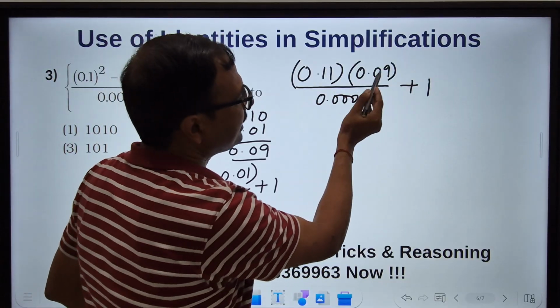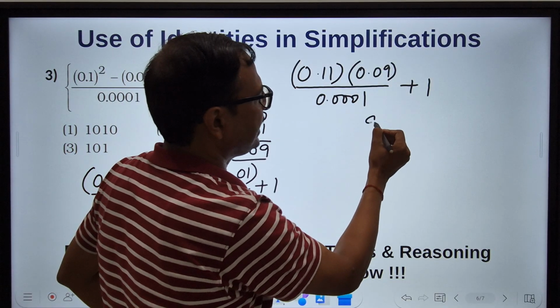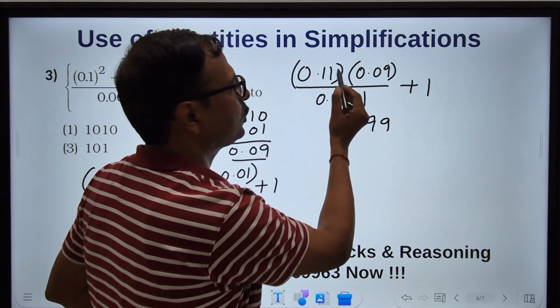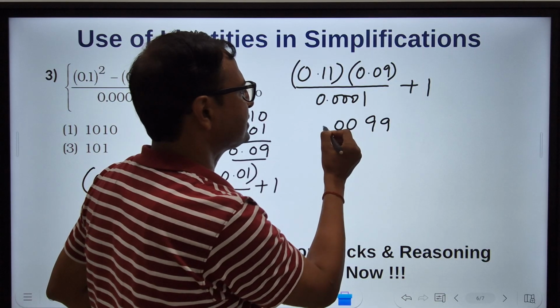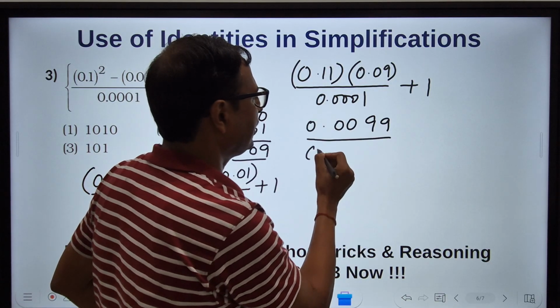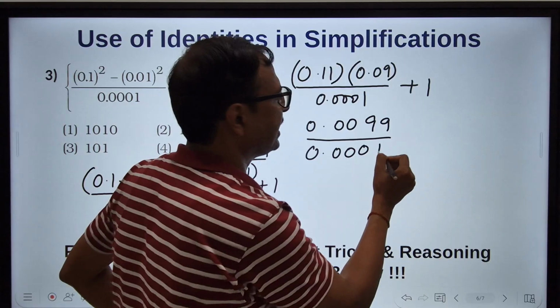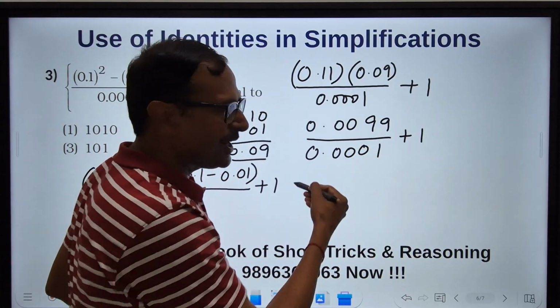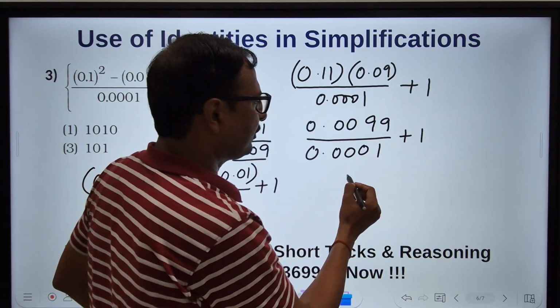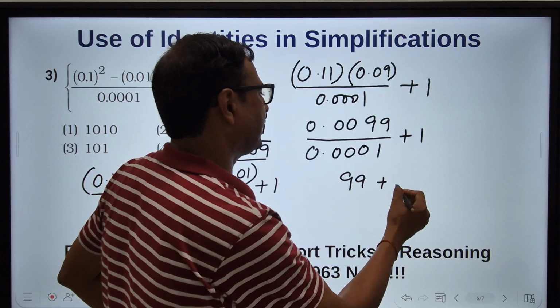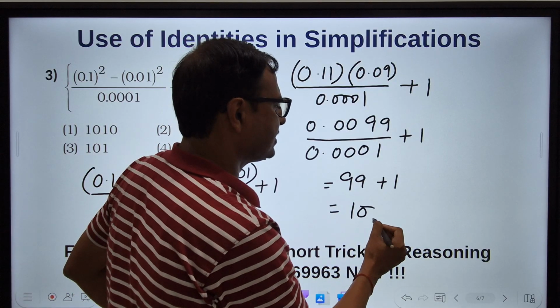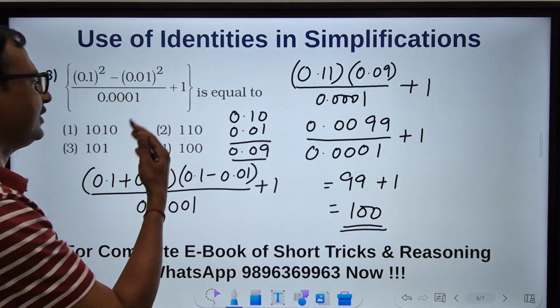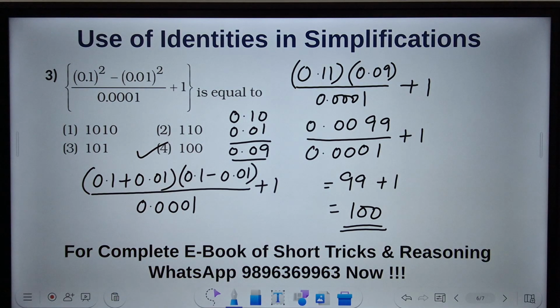Now if you multiply these two, 11 times 9 is 99, and how many decimal places? 1, 2, 3, 4. So 4 decimal places like this, and in the denominator again 4 decimal places like this. So you can actually remove the decimals now. 99 upon 1 is 99 plus 1. Your answer for the question is 100. And where is the correct answer? Again, the fourth one is the correct answer.